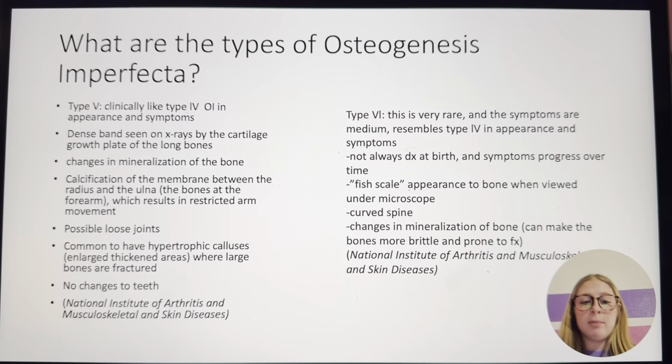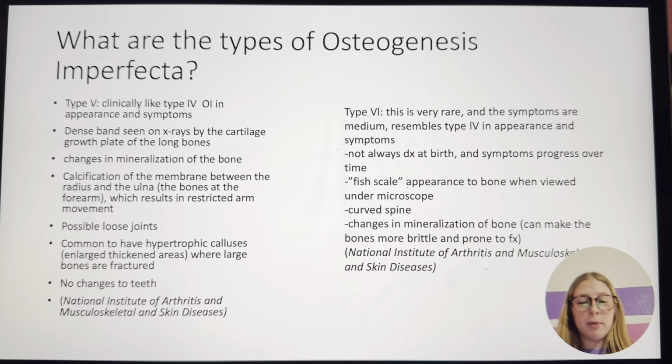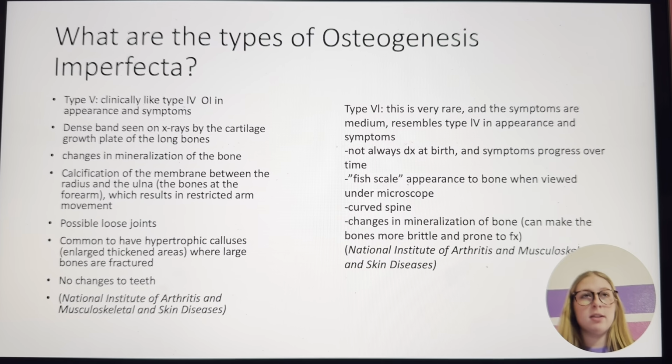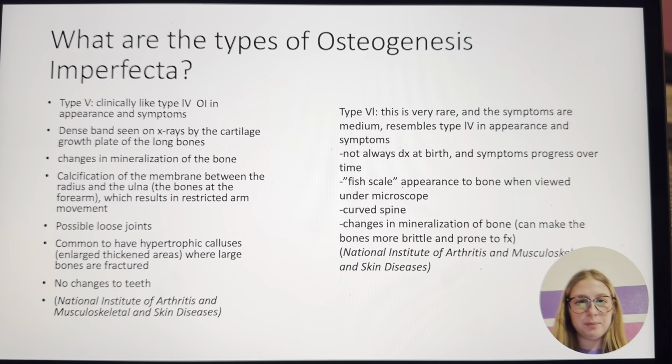And then they have a curved spine, and then again, changes in mineralization of the bone, which makes the bones more brittle and prone to fractures because they don't have all that nutrient to the bone that normal people have.